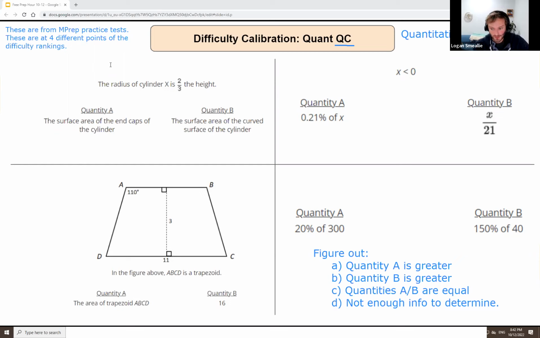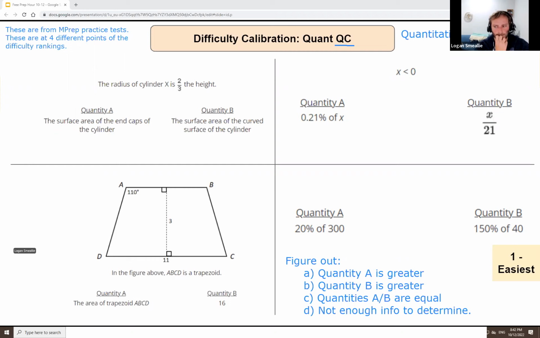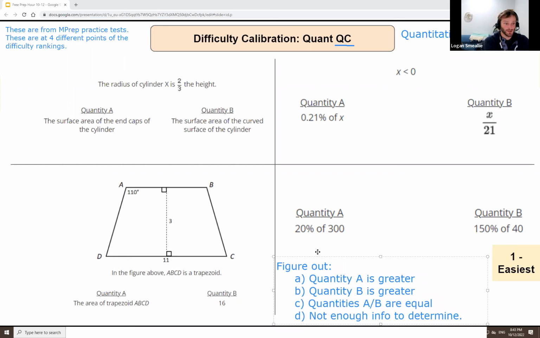And y'all pointed out the easiest question on this board is the last one. Why do you think, tell me in the chat, why is this one the easiest? Several of you mentioned this as the easiest one. What makes it so straightforward? This is going to get us into some of the other ways that the tests make things harder or easier. Yeah, Sahidi says, you can actually just solve for these.